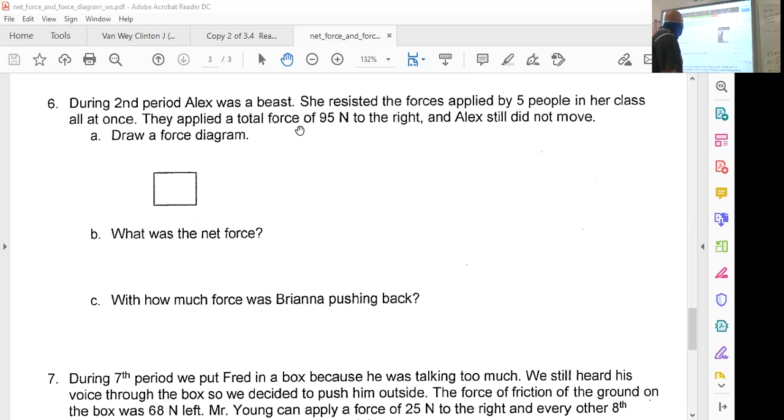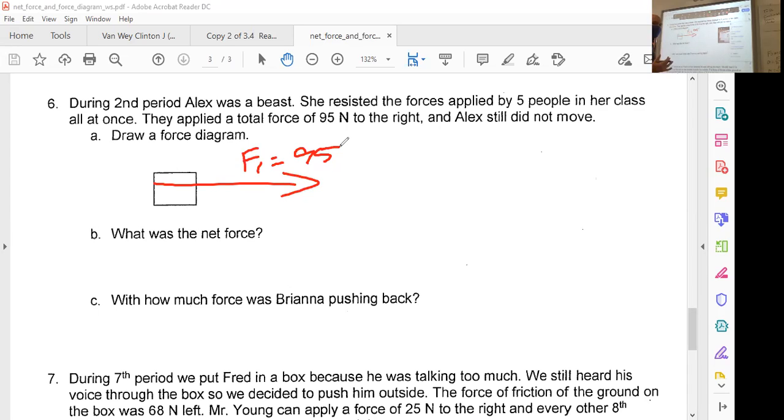Okay. During the second period, Alex was a beast. She resisted the forces applied by 5 people in her class at once. They applied a total force of 95 newtons to the right. 95 to the right. And Alex still did not move. Okay. Alex was sitting still. They applied 95 newtons to the right, but she didn't move.